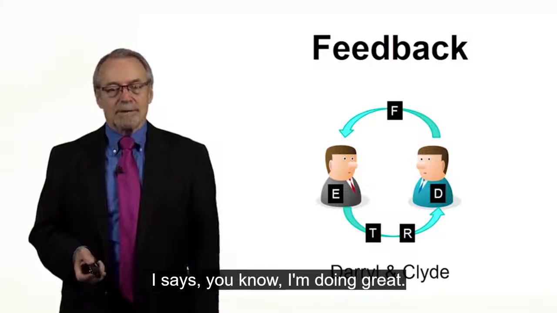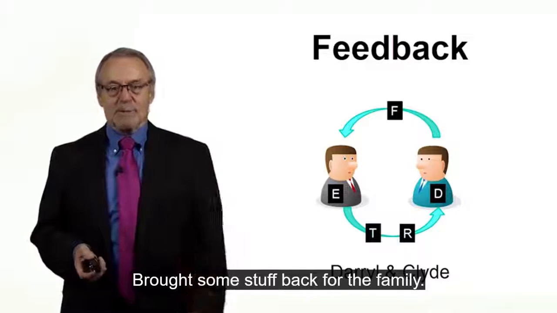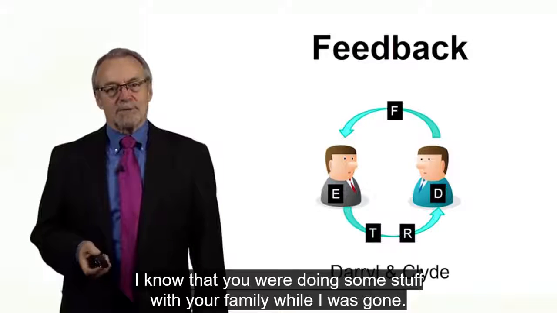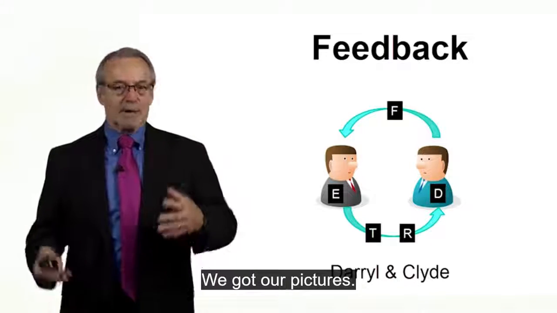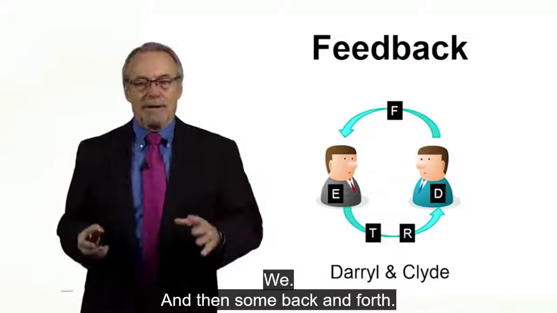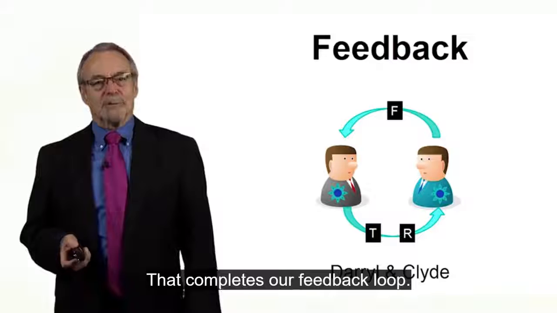Clyde says, 'Oh, I'm doing great. Yeah, how was your trip?' 'Oh, the trip was really good. I had a nice time, brought some stuff back for the family. I know that you were doing some stuff with your family while I was gone, had a little vacation. How did that go?' 'We got a great time. We had a lot of pictures. Everybody had a great time. We went out canoeing.' So back and forth we have this conversation going on. That completes our feedback loop.